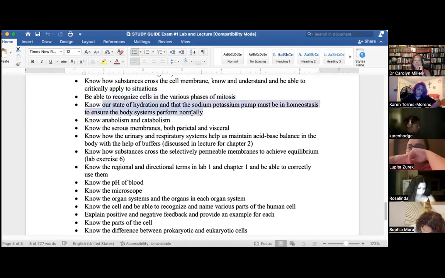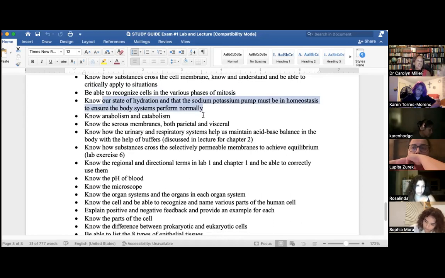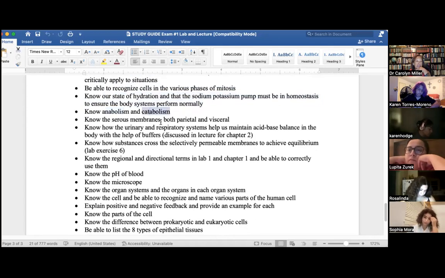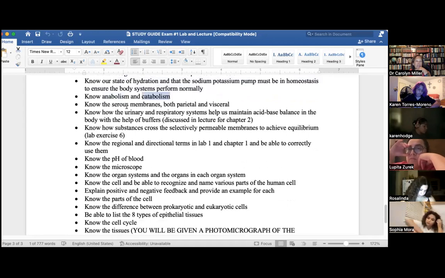Know our state of hydration and that the sodium potassium pump must be in homeostasis to ensure the body performs normally. Yes, you can drink too much water. It is called hyponatremia. I think that's what this is getting at. Anabolism, dehydration synthesis, catabolism, breakdown. The serous membranes, we've talked about them: pleural, parietal, pericardial.